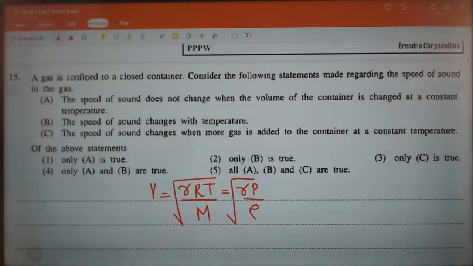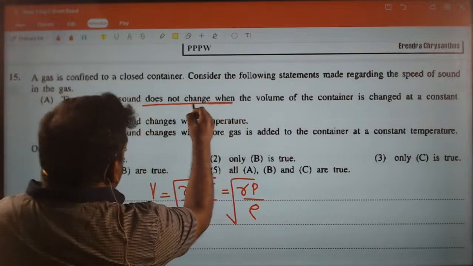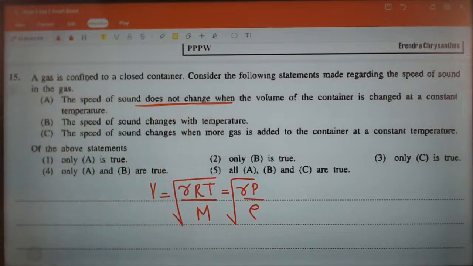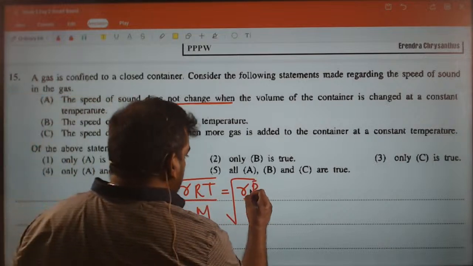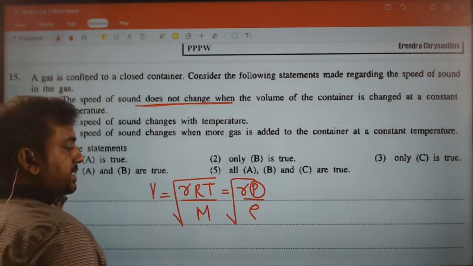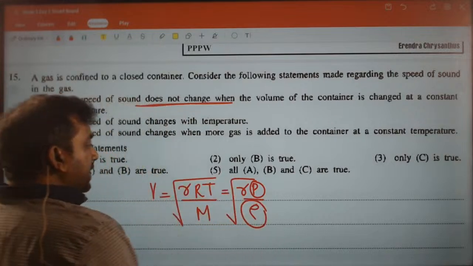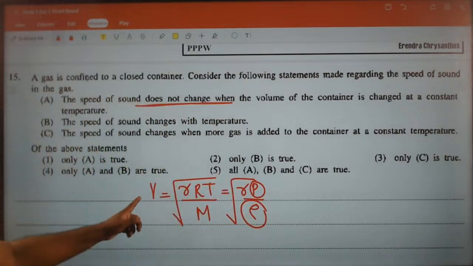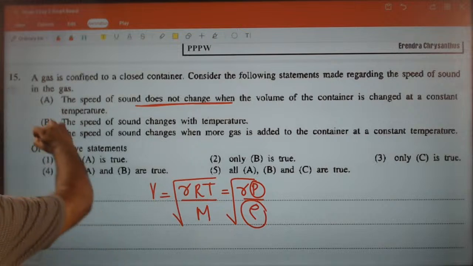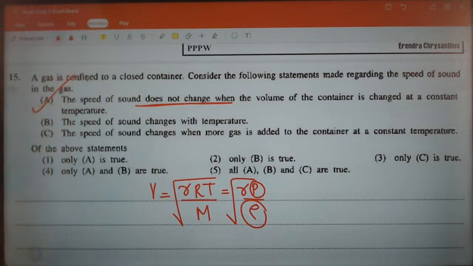But if you look at this, speed of sound does not change when the volume of the container is changed. Right? So when the volume changes, pressure will change. When the pressure changes, proportionally density will change. When density changes, velocity of sound in air will not change. Statement A is correct. Right there.